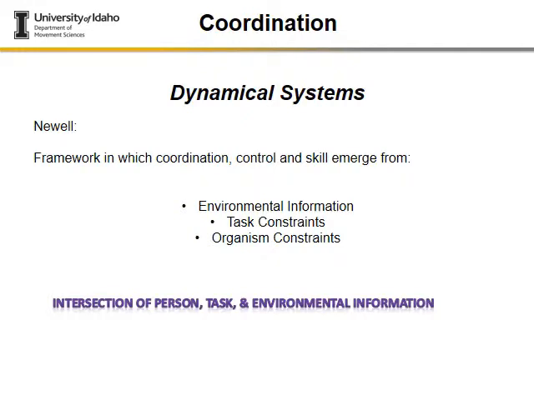So going forward more with the dynamical systems perspective, we have this framework in which coordination and skill emerge. And there are three components drawn from Newell's work that really are determinant upon our coordination and the ability for this system to work. And it's the intersection between the person or the organism constraint, the task constraint, which is whatever we are intending to do, and some sort of environmental information provided by our sensory feedback. Much of this is proprioception, much of it is hearing or auditory, and much of it is visual.